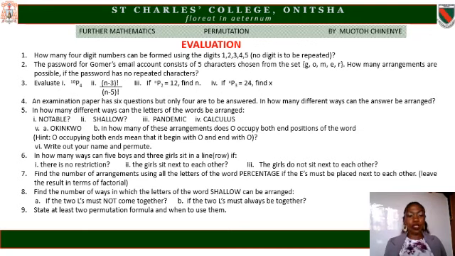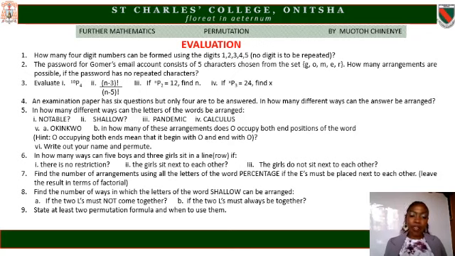Question 3, evaluate: Roman figure 1, 10 permutation 4. Roman figure 2, (n minus 3) factorial over (n minus 5) factorial. Roman figure 3, if n permutation 2 is equal to 12, find n. Then Roman figure 4, if x permutation 3 is equal to 24, find x. Number 4, an examination paper has 6 questions, but only 4 are to be answered. In how many different ways can the answers be arranged?